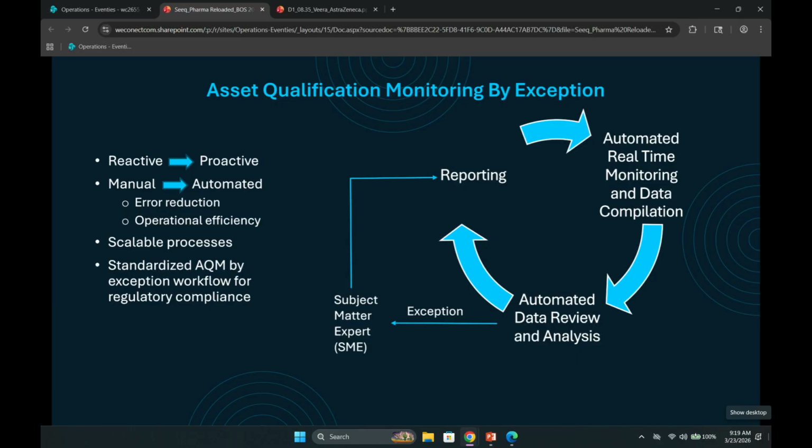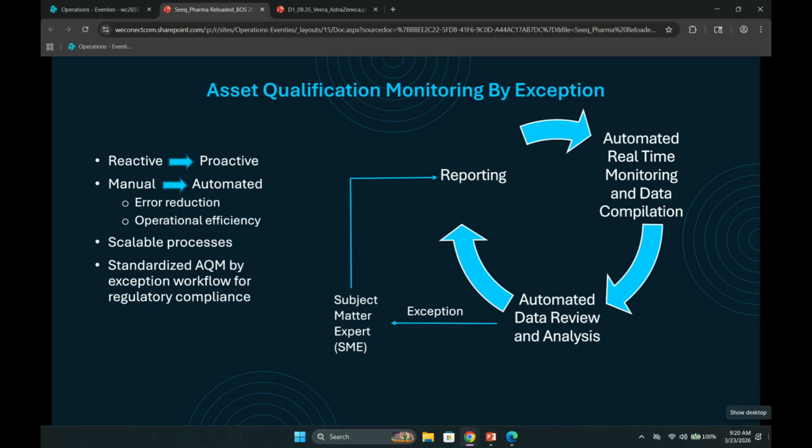And so what does this really take us from? It takes us from a more reactive approach, where we're looking back in time at our assets in the past, trying to understand, were we in a qualified state, to doing that more proactively, looking at that in real time, understanding that we are in a qualified state, and when exceptions occur, we know immediately. Taking us from a more manual to an automated process. So that whole process of finding the data and going through the analysis happens in a much more automated way, hopefully reducing error and increasing operational efficiency, and really driving more value where we can have our SMEs spending more time on critical things that matter, and not spending time on tasks like these.